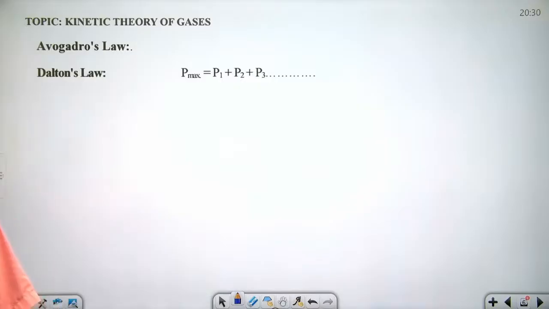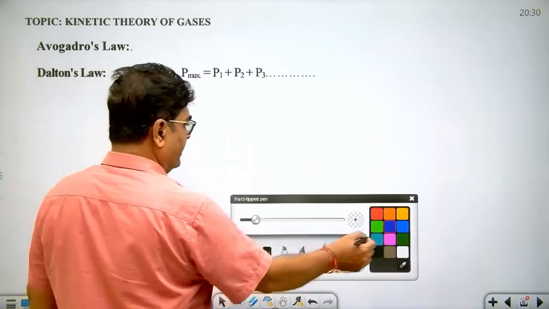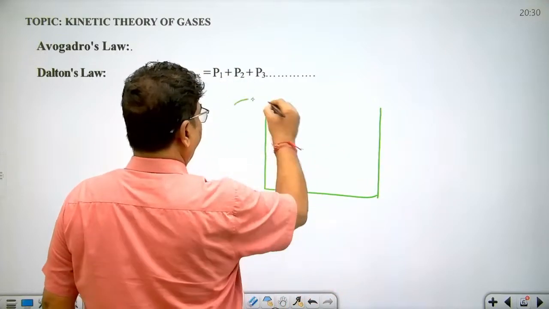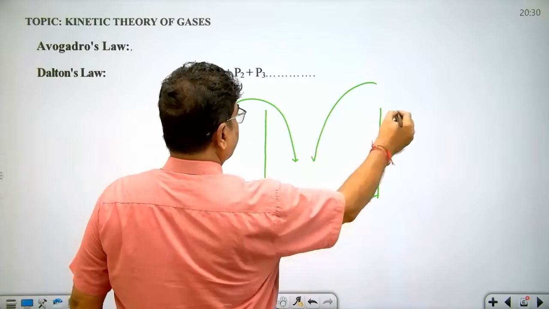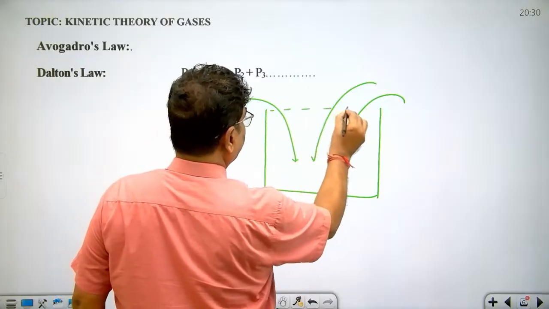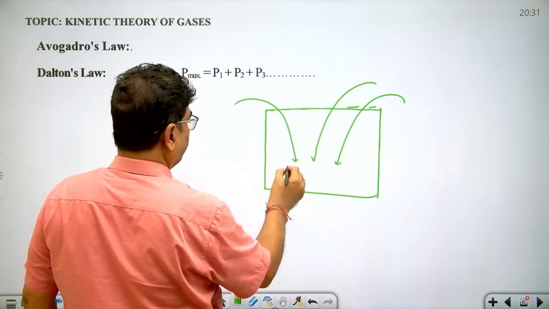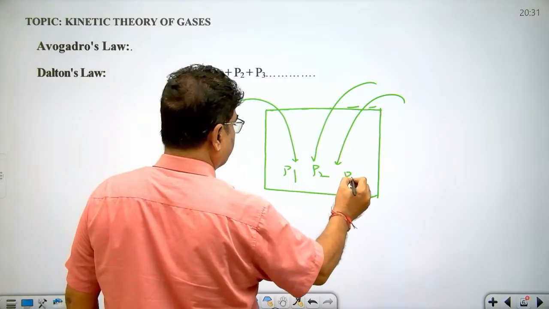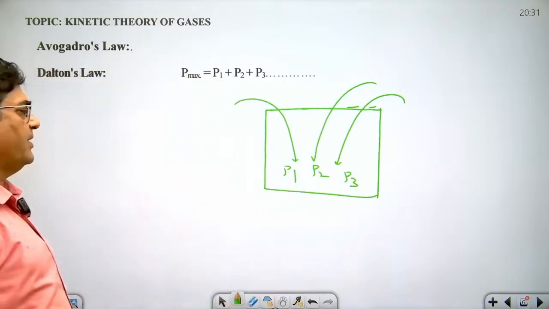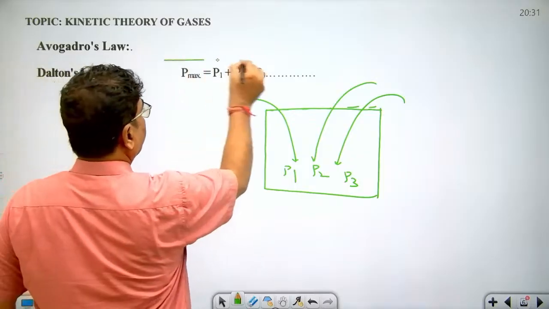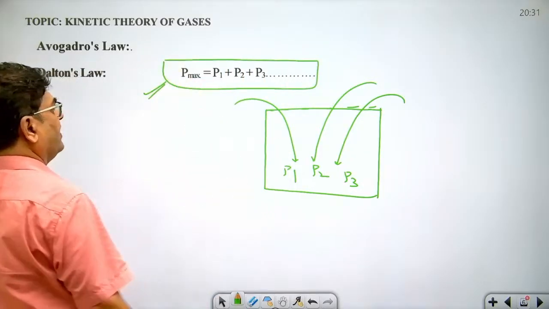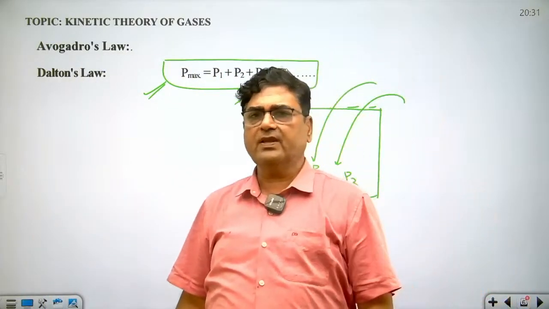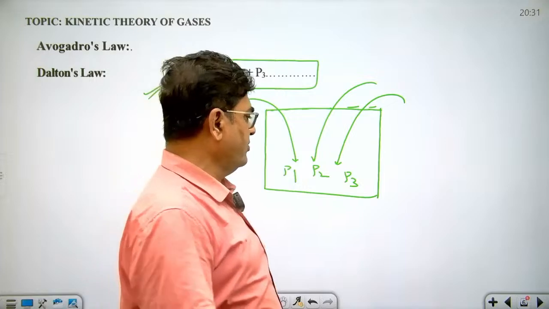Now let's talk about the Dalton's law of partial pressure. When in a container we put many gases which are immiscible, then if P1 is the partial pressure due to first gas, P2 is the partial pressure due to second gas, and P3 is the partial pressure due to third gas, okay, then we can write P total will be equal to P1 plus P2 plus P3, where P1, P2 and P3 are the partial pressures due to individual gases and P is the total pressure.